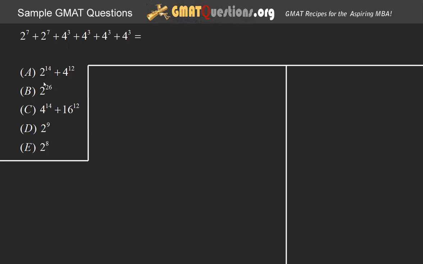We don't know really what the answer is, but it's easier to deal with the powers of 2 than to deal with the powers of 4. Okay? So, 2 to the power 7 plus 2 to the power 7 plus 4 cube 4 times.